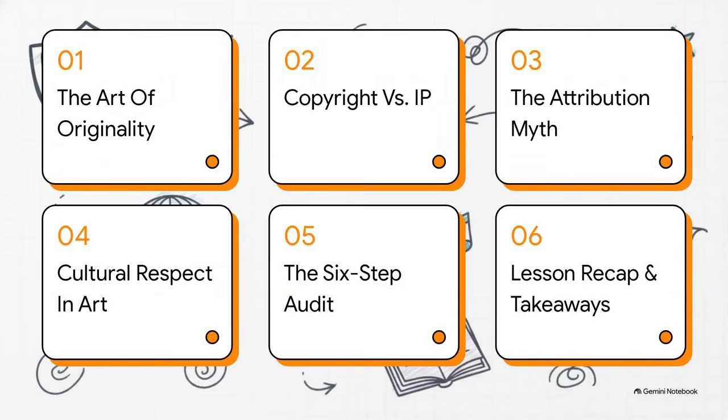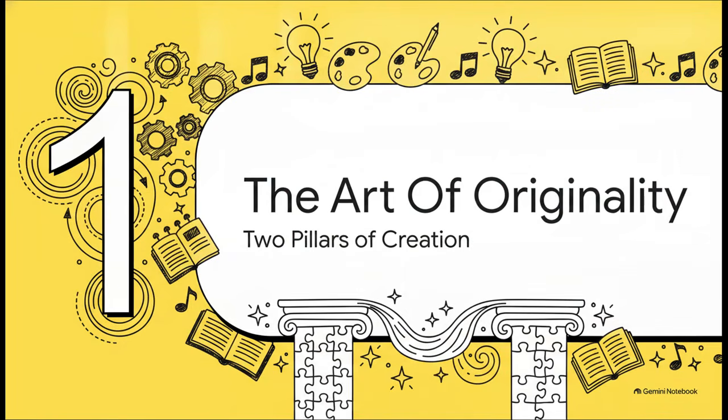Here is our roadmap for today. We're going to cover the art of originality, copyright versus intellectual property, the attribution myth, cultural respect in art, the 6-step audit, and finally, a lesson recap and takeaways. Part 1. The Art of Originality, the Two Pillars of Creation.